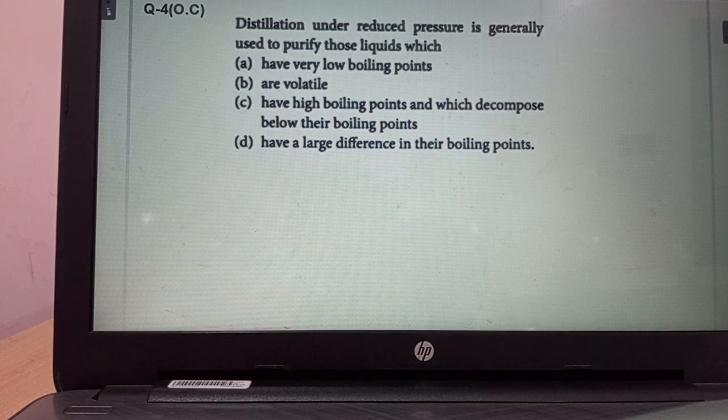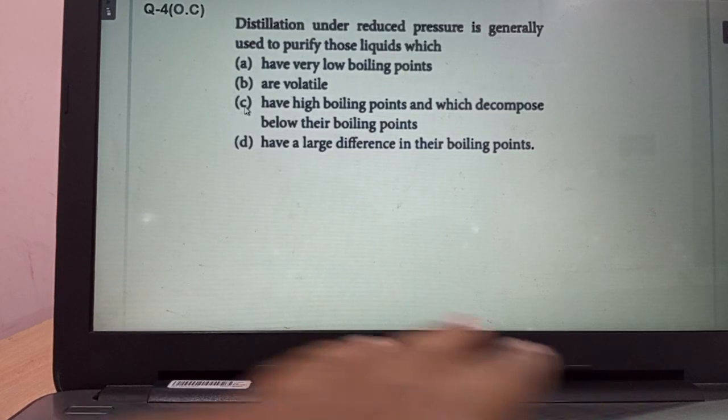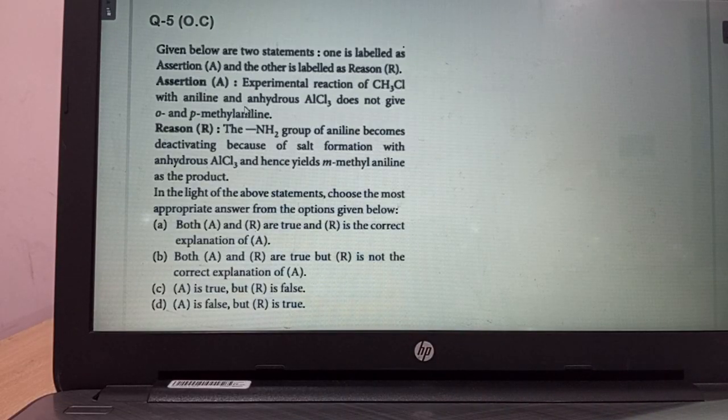The next question is: distillation under reduced pressure is generally used to purify those liquids which. Actually, distillation under reduced pressure is a purification technique for organic compounds which have high boiling points and which decompose below their boiling points. That is the actual statement. So in this, the third option is the right option for this question. Yes, let us move on to the next question.